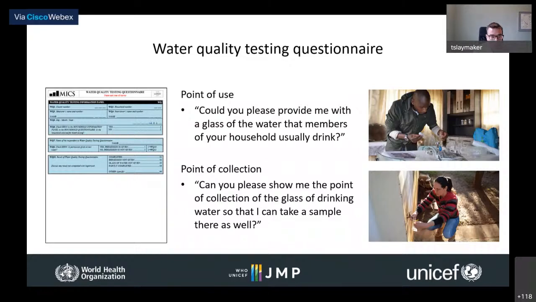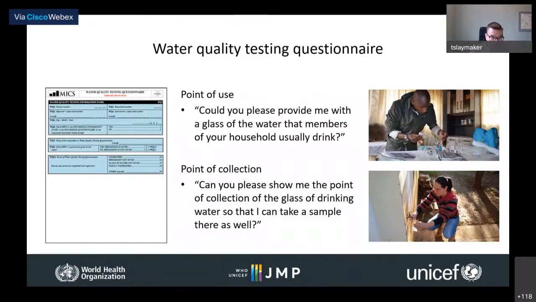So the questionnaire is relatively straightforward, but enumerators are asking households to provide two samples. One is at the point of use. So please provide me with a glass of water that members of your household would normally drink. And one is at the point of collection. So please show me the point where that water was collected from.